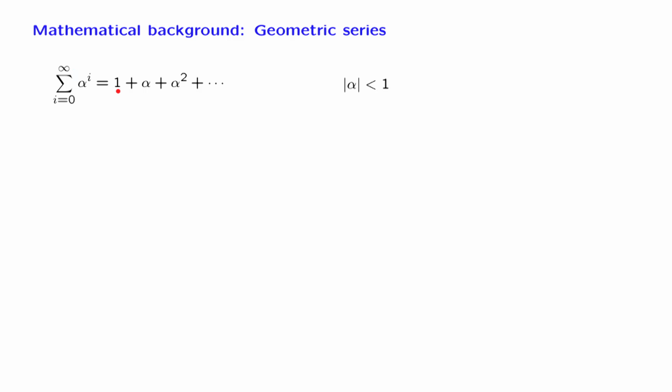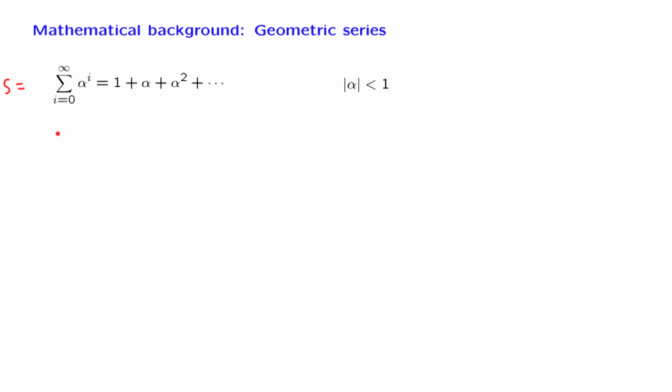Now, for this series to converge, we need subsequent terms in the series to become smaller and smaller. And for this reason, we're going to make the assumption that the number alpha is less than 1 in magnitude, which implies that consecutive terms go to 0. Let us introduce some notation. Let us denote the infinite sum by S, and we're going to use that notation shortly.